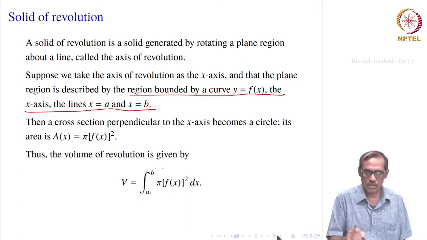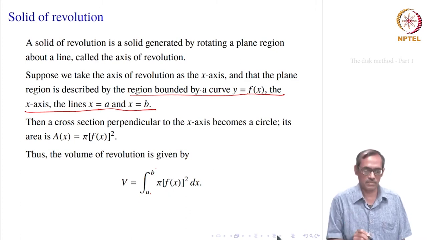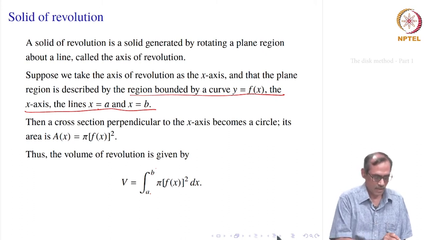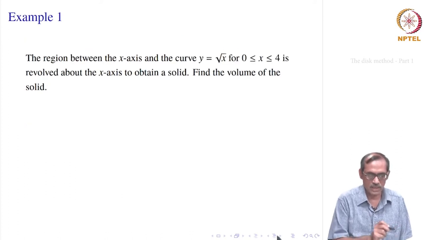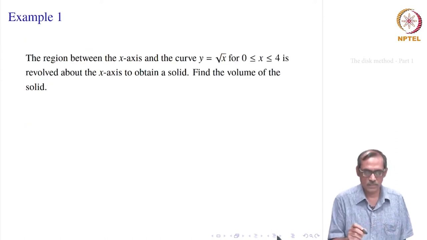So, that is how the volume will be related to this kind of solids. That is why it is called the disk method, because the slice, the cross sectional area, becomes a circle or a disk. It is a disk because we are taking the solid. Okay, so, let us see an example before going further.